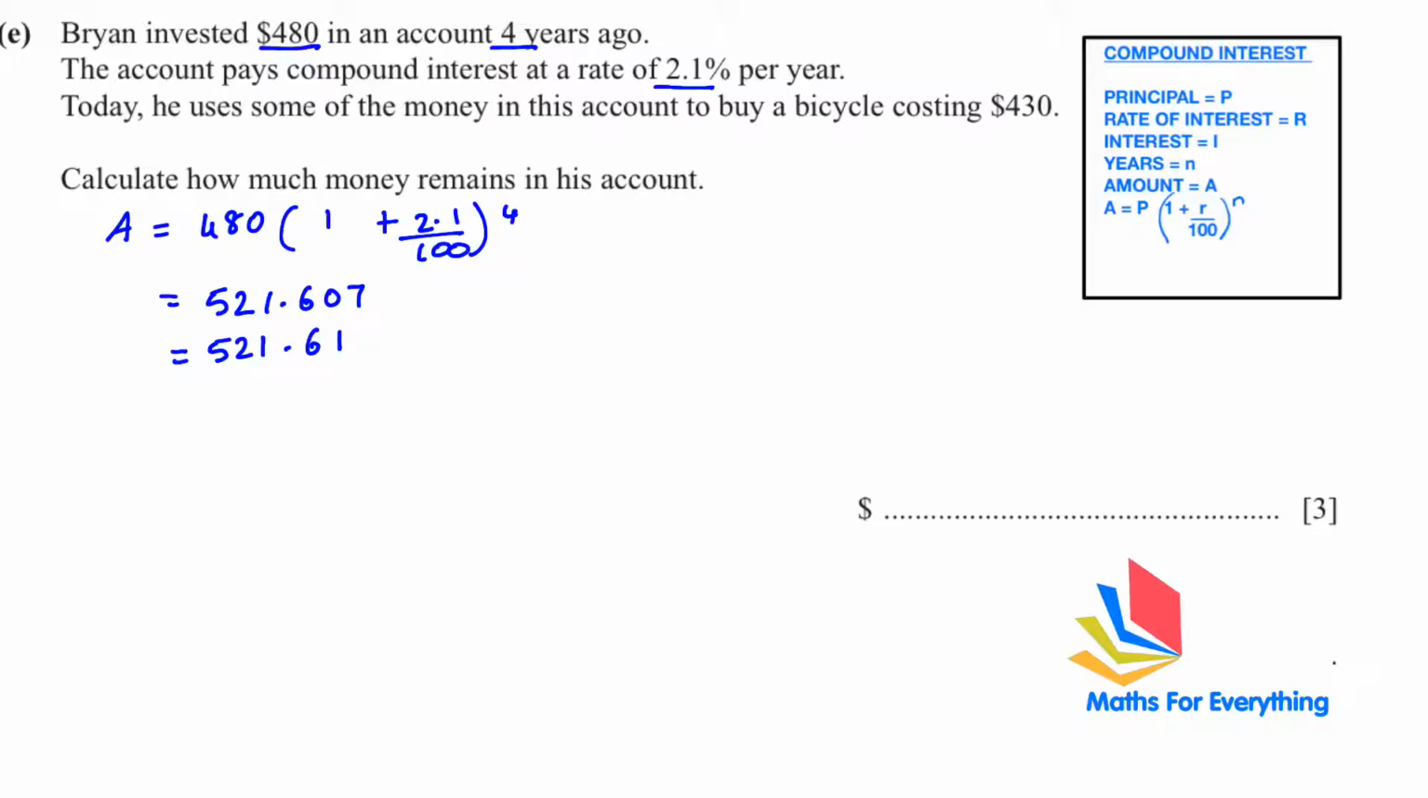This is the amount that he has in the bank, and he uses $430. So how much is the balance remaining? The balance is $91.61.